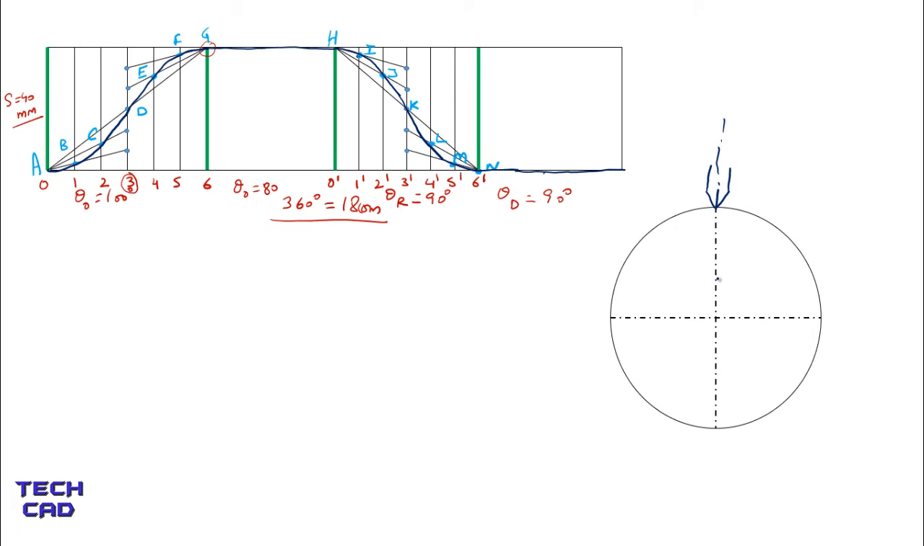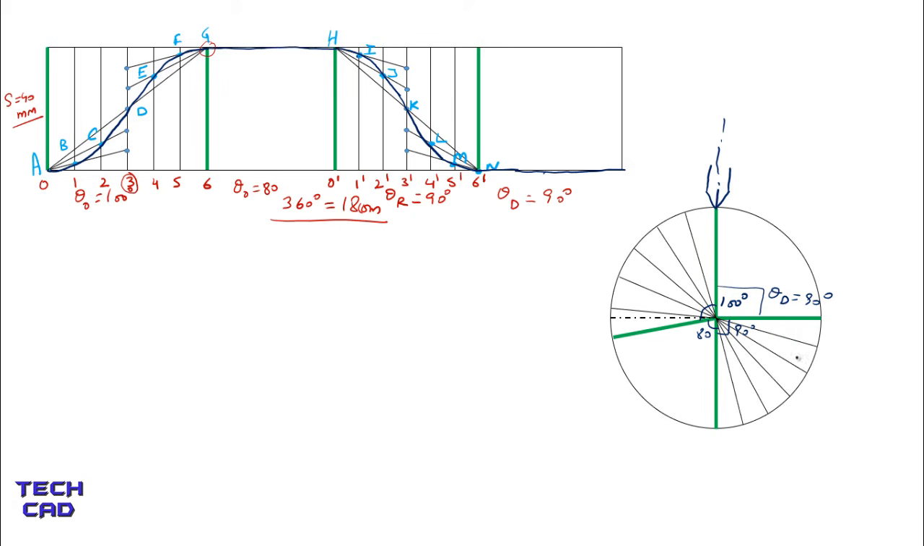Now divide this camshaft circle into angle of ascent, angle of dwell, and angle of return. This is the first division, 100 degree, angle of outstroke, then angle of dwell, that is again 80 degree, then angle of return, that is 90 degree as per the question, and the rest we have again dwell, that is again 90 degree. Now we will divide this angle of ascent and angle of return stroke into equal 6 parts as per the displacement diagram. In the same way, we will divide 90 degree into 6 equal parts.